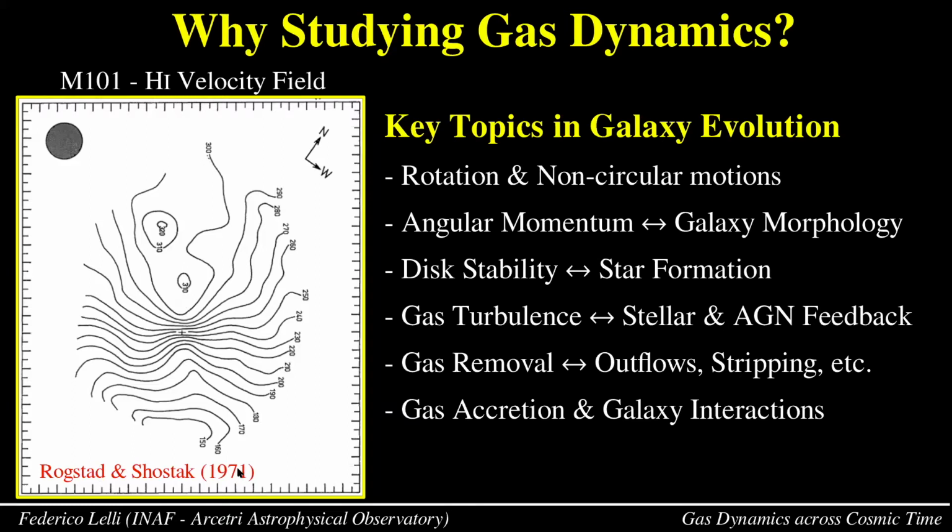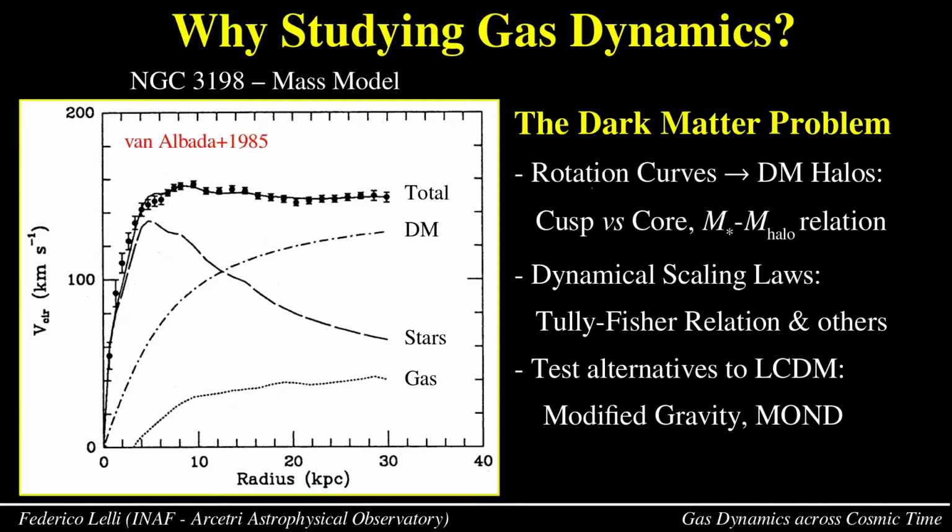So exactly half a century ago, we started to have emission line data cubes and use them to study a variety of topics in galaxy evolution. For example, rotation and non-circular motions, the relationship between angular momentum and galaxy morphology, the connection between disk stability and star formation, the one between gas turbulence and stellar feedback, and then gas removal processes, gas accretion, galaxy interactions, and so on.